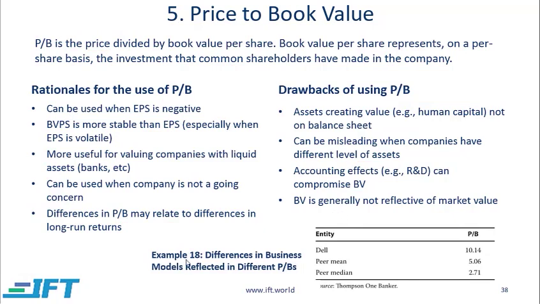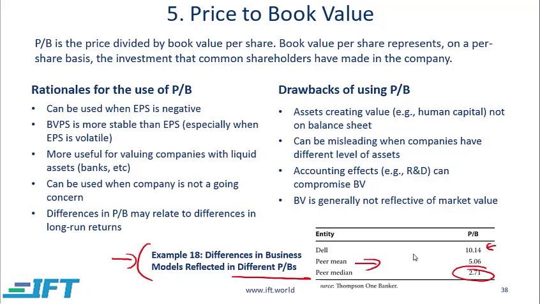All right, so this is just an excerpt from example 18, which emphasizes that differences in models can be reflected in different price to book ratios. If you look at the price to book of Dell computers, that ratio is 10. And when we look at the mean value for comparable PC companies, that is 5, and the median is 2.7. So purely, if you look at these numbers, does Dell appear to be overvalued or undervalued? Dell appears to be immensely overvalued because it has a very high ratio.